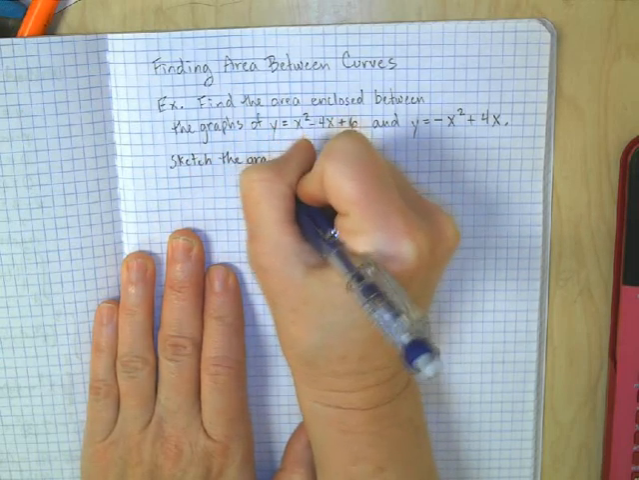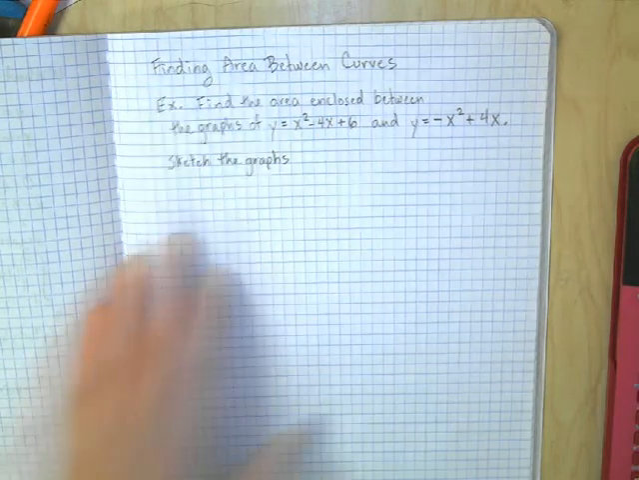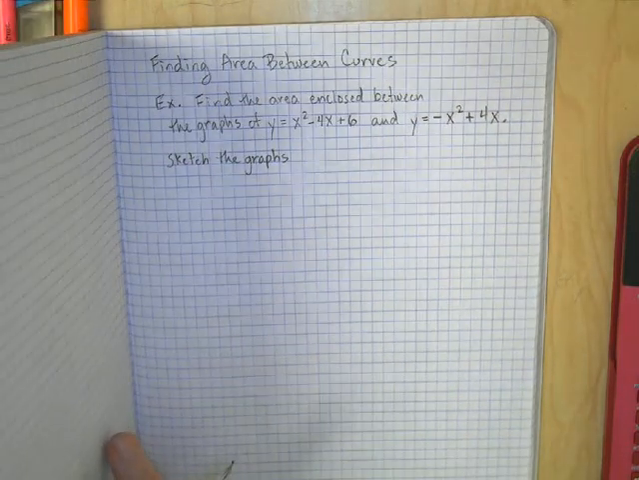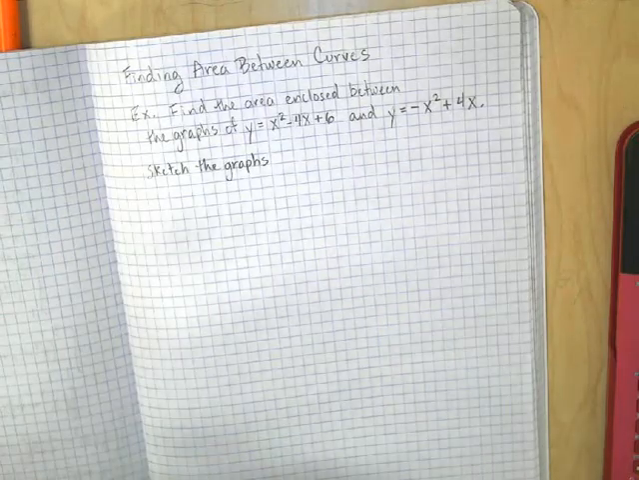And forgive me if I misspell everything because I'm very tired and I'm really bad at spelling. So what happened to my straight edge? There it is. All right, so I'm going to sketch the graphs.